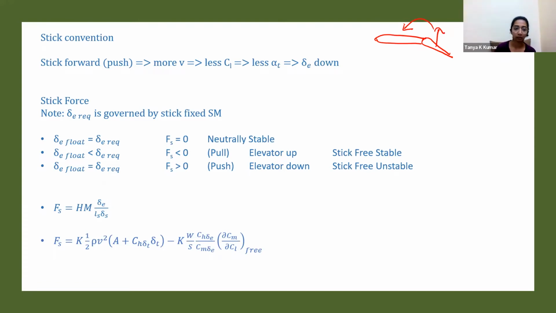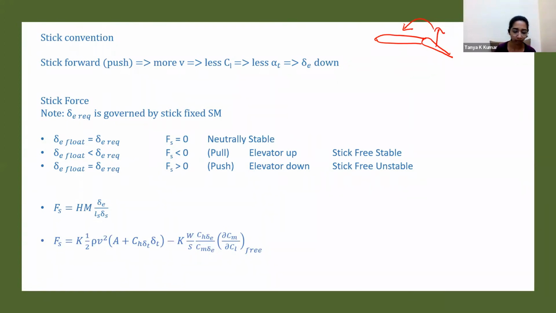Okay. Now, we must note that the delta E required, like we've seen, I think in week 4, the delta E required to achieve a certain CL trim is governed by the stick fixed static margin. It is never the stick free static margin. So that delta E required equation will be based on the static margin of your stick fixed case.